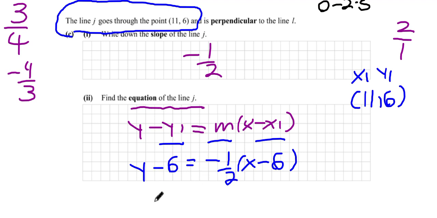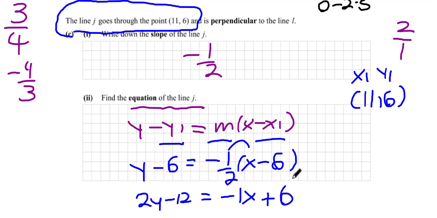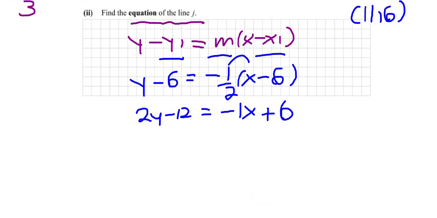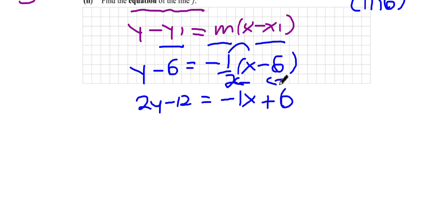Multiply the left side by 2. What do you get? 2y minus 12 equals minus 1x plus 11. Bring everything to one side. x plus 2y minus 12 minus another 11. And you're done.